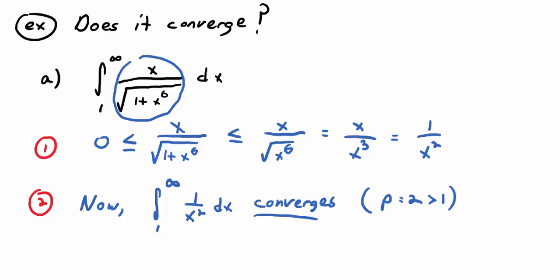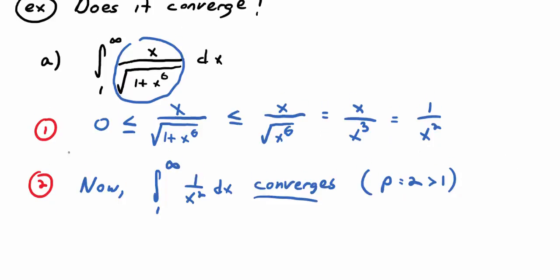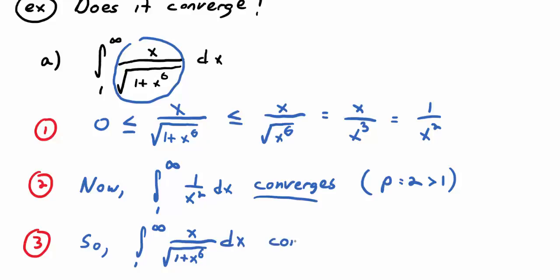And now you want to make a conclusion about the given integral. What's your conclusion? So the given integral, the integral from 1 to infinity of x over the square root of 1 plus x to the 6th dx converges by, you could say by comparison theorem or just by comparison if you like.